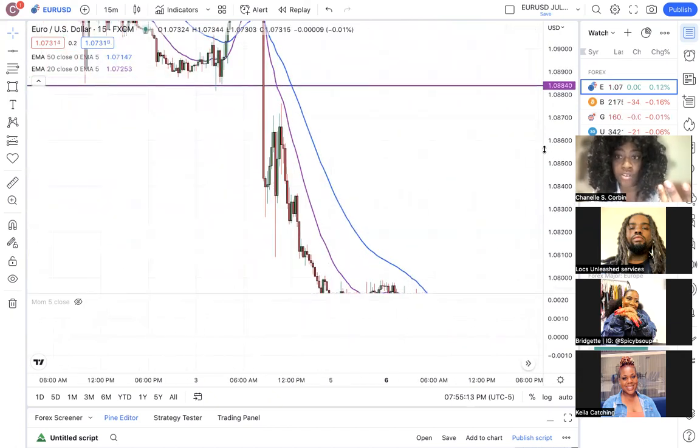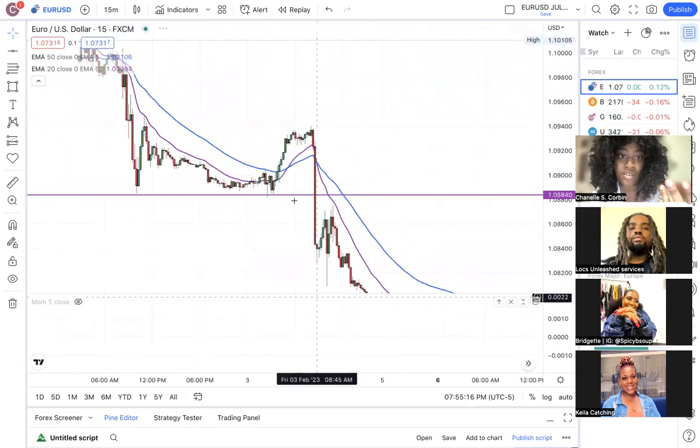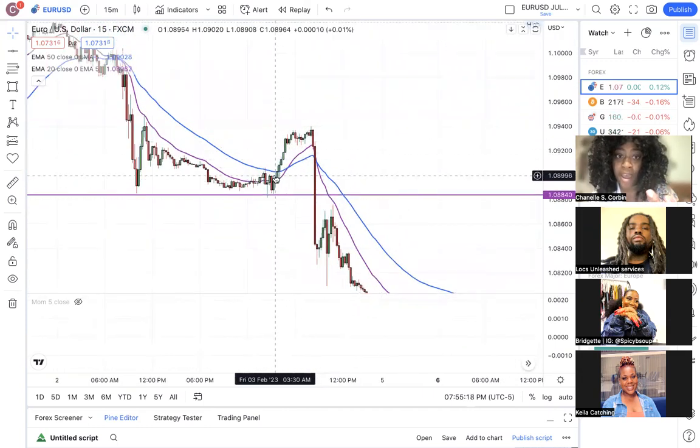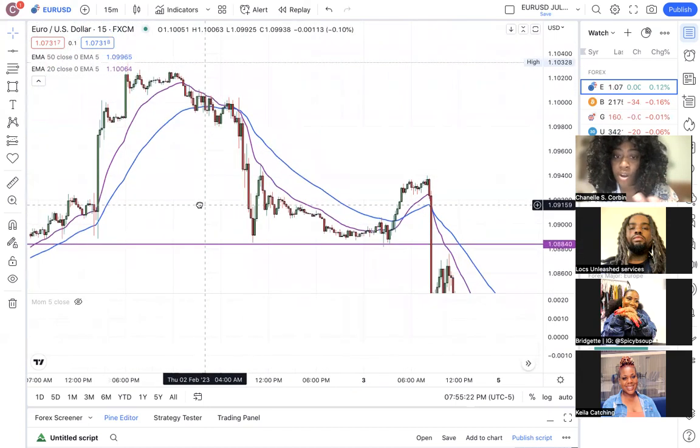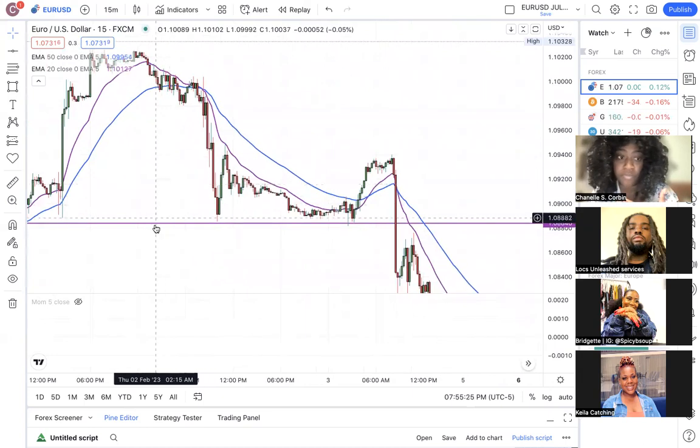And I'll just go back a little more, right? Because it's never going to fail. You'll have more opportunities to buy when the market is above the EMA, more opportunities to sell when the market is below the EMA. Simple, simple, simple.